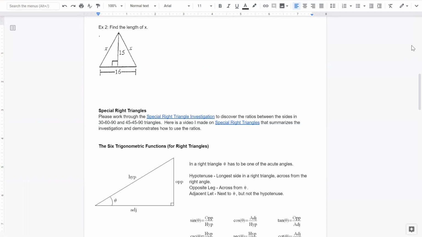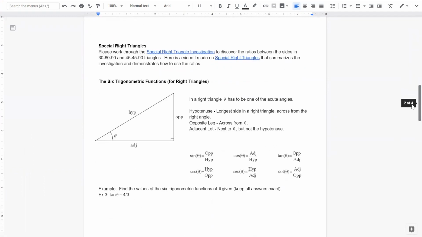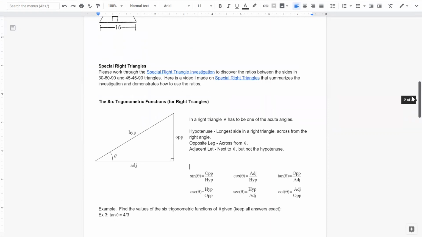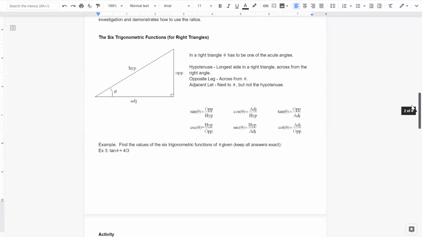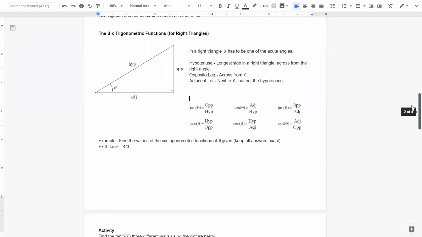Moving right along here to special right triangles. At this point, you might want to pause the video and watch or try that investigation. I'll share these notes with you. But if you need a review on special right triangles, there's a good investigation right here. I also made a video on special right triangles. If that doesn't make sense, or if you want more review, it's right there. So I would pause the video right now and do some special right triangles review, because that's also important to trig basics. I'm not going to say much about that because it's all there. I don't want to bore you guys.